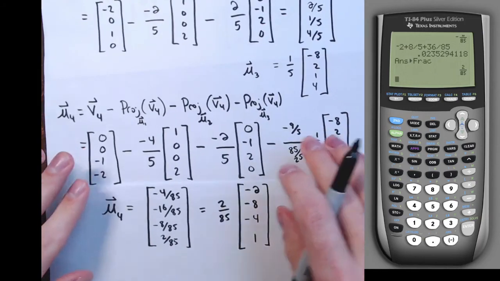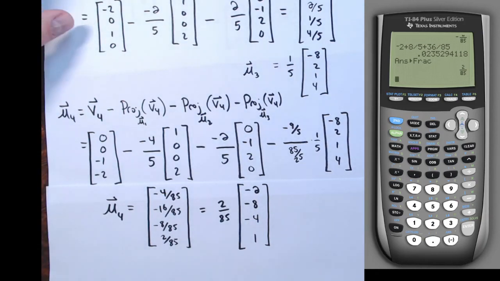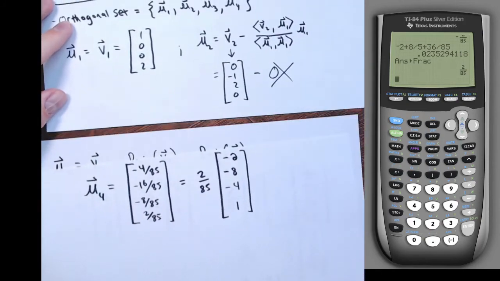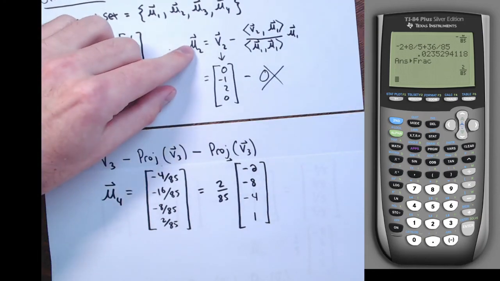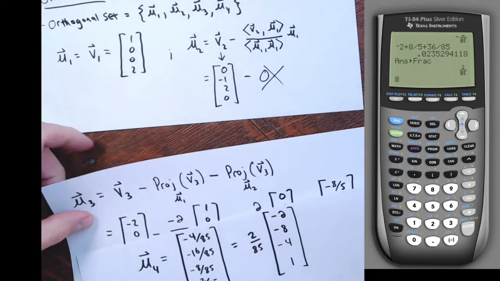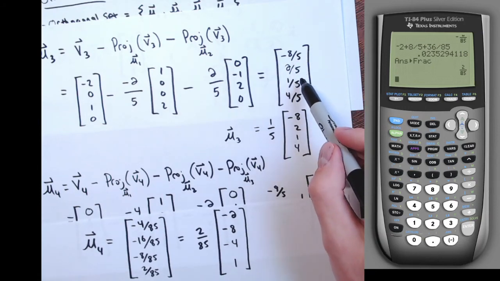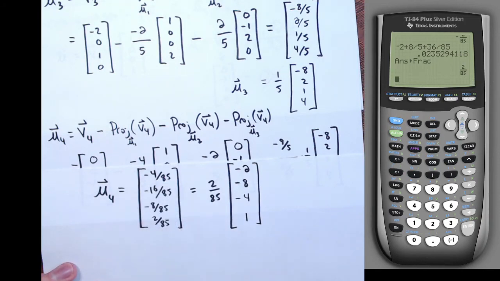Okay, so I did some calculator stuff just to quicken this up. So u4 is this vector here with all these 85ths denominators, which I pulled out, 2 85ths times the vector -2, -8, -4, and 1. So you need to stare at that, pause it, look at the calculations, make sure they work. So now I've got an orthogonal set: u1, 1, 0, 0, 2; u2, 0, -1, 2, 0; u3 is -8/5, 2/5, 1/5, 4/5; and u4 the -4 85ths, -16 85ths, -8 85ths, and 2 85ths.